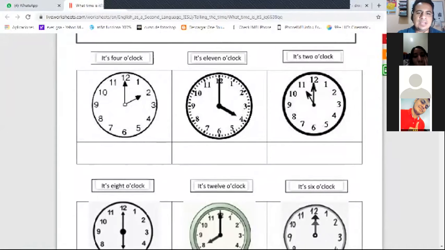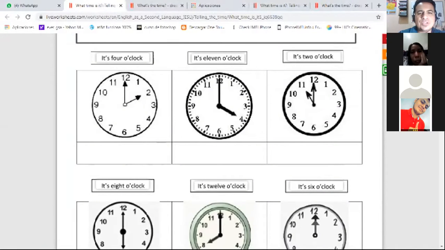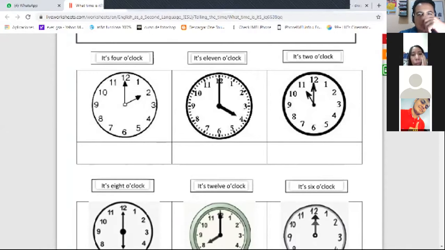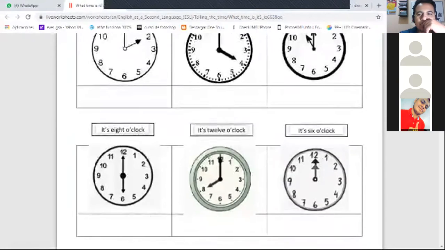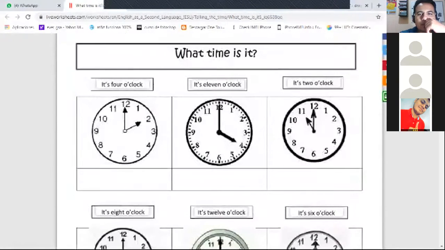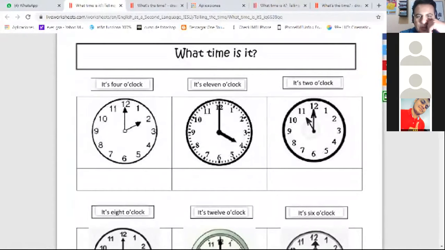Number two. Estamos contando de la izquierda a la derecha, de arriba. Number two, 4 o'clock. Okay. What about number 11? I'm sorry, number three. Sorry. Five to 12. No, number three. 1, 2, 3. 11 o'clock. 11 o'clock, okay. Okay, bájela.